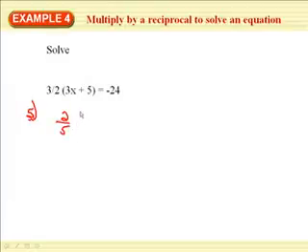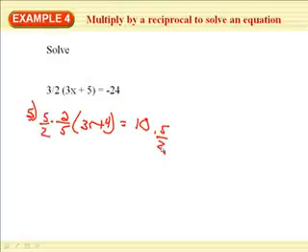2/5 times the quantity 3r plus 4 equals 10. So there's our distributive property. We don't want to distribute in a fraction, so we multiply by the reciprocal, times 5 over 2. Those cancel out. I get 3r plus 4 equals, put the 10 over 1, 2 goes into 2 once, 2 goes into 10, 5 equals 25.